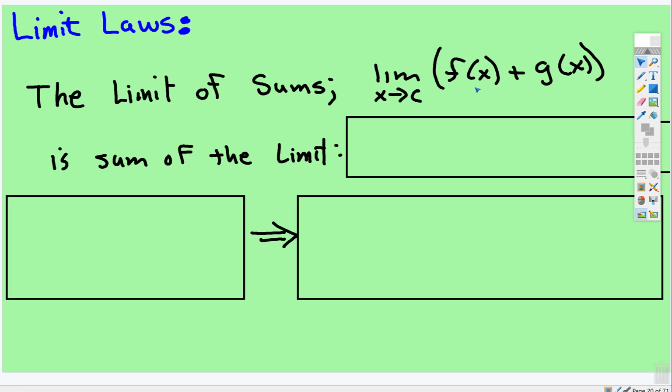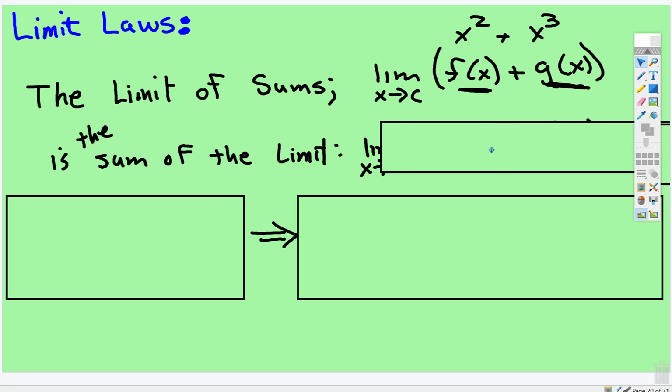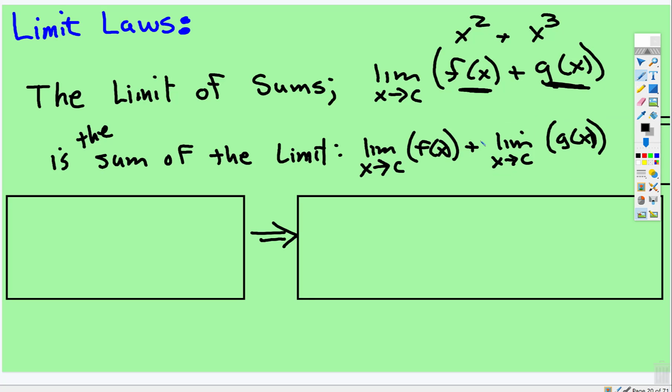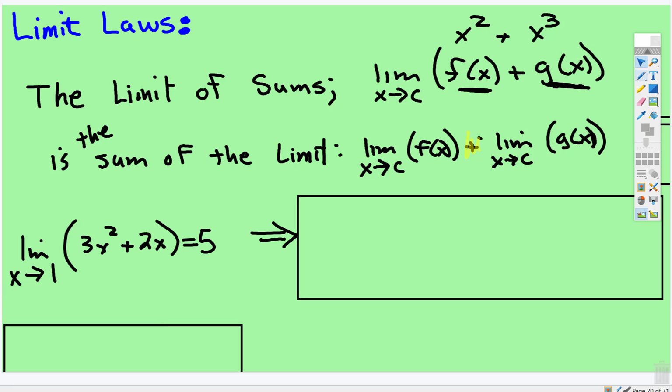So you've got this limit, and there's two things as part of the function, right? So maybe you've got an x squared plus an x cubed. The limit of the sums is the sum of the limits. So what this means is you could see it this way, or you could rewrite it as the sum of two separate limits.